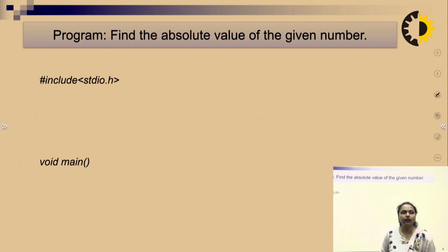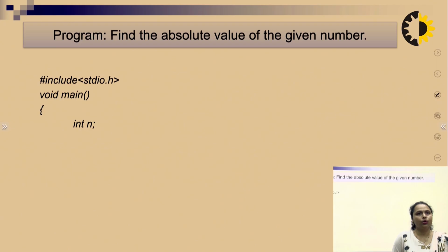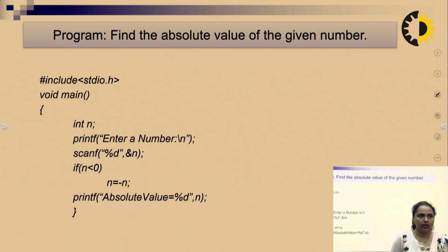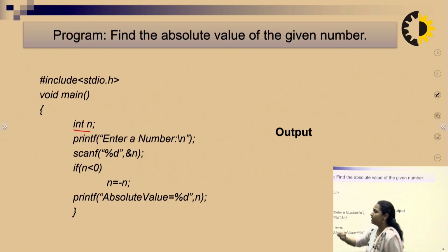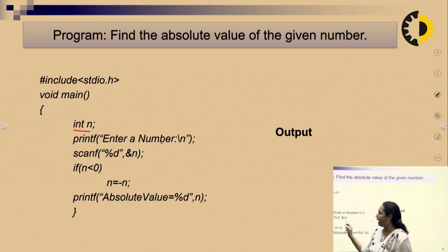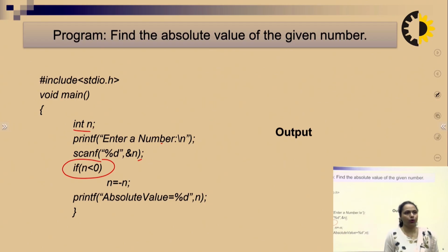Let's consider one example. You have to find out the absolute value of a given number. For this, a number is taken, and the user enters a number n, and now the condition is checked. If n is less than 0, then only n is equal to minus n. What is going to happen here? How are we saying that this example justifies the simple if statement?